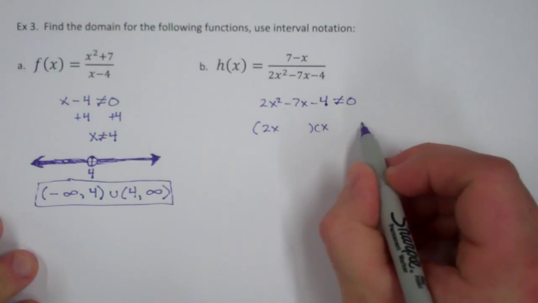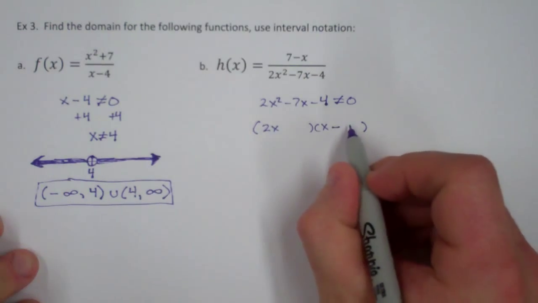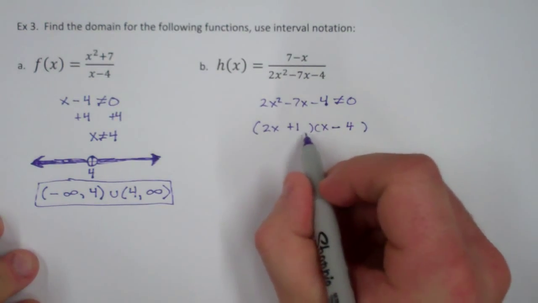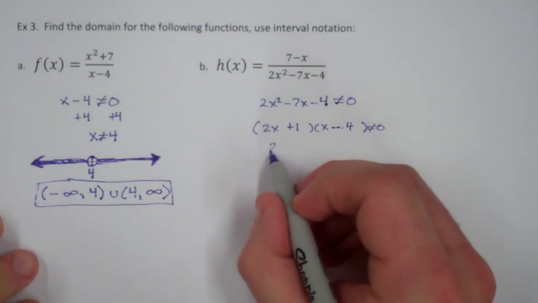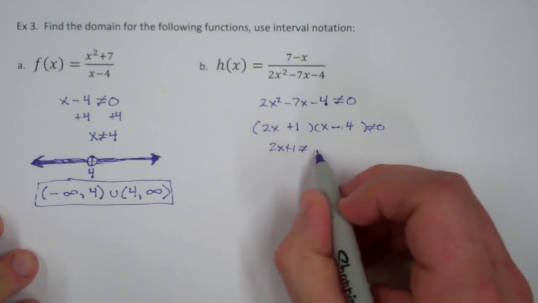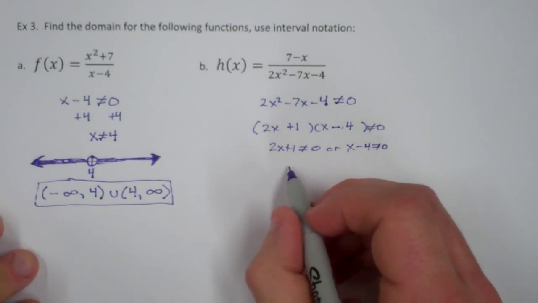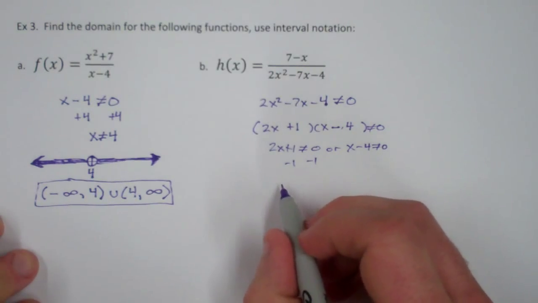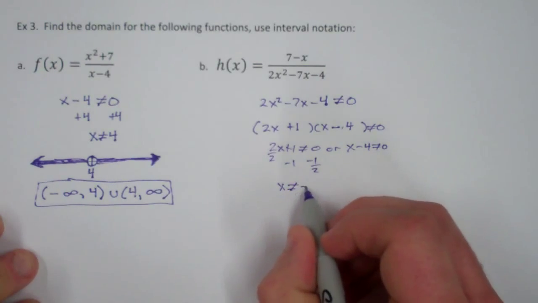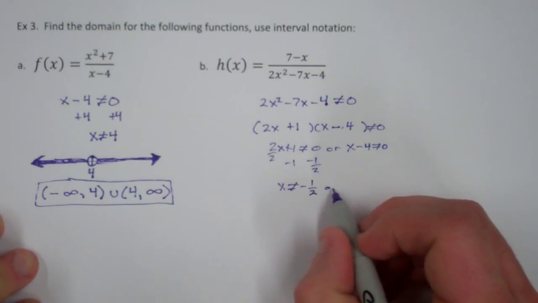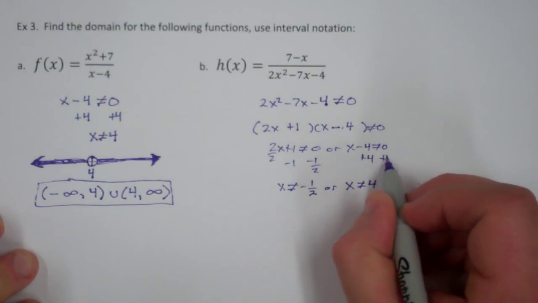Try to factor this one. Negative 4, we want negative 4 and positive 1. 1x minus 8x is negative 7x. So we've got 2x plus 1 not equal to 0, or x minus 4 is not equal to 0. If we solve this, we'll have x, and we'll divide by 2 here, not equal to negative 1/2, or x is not equal to 4 if we just add 4.